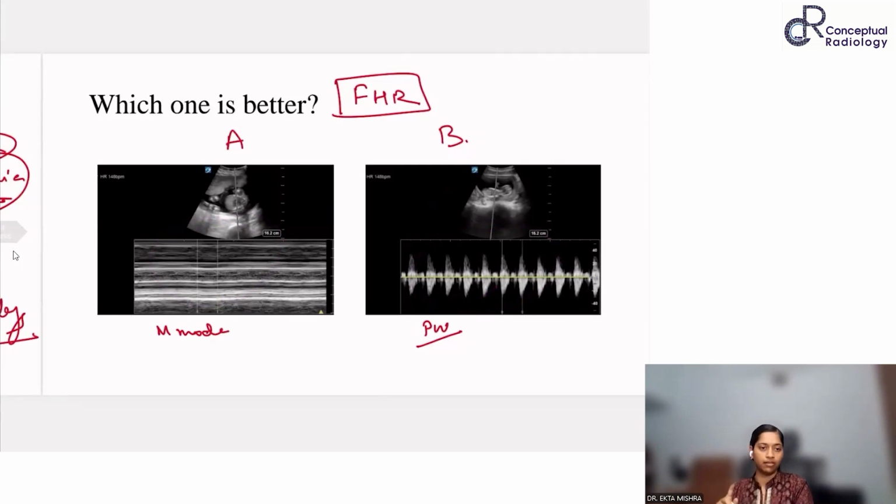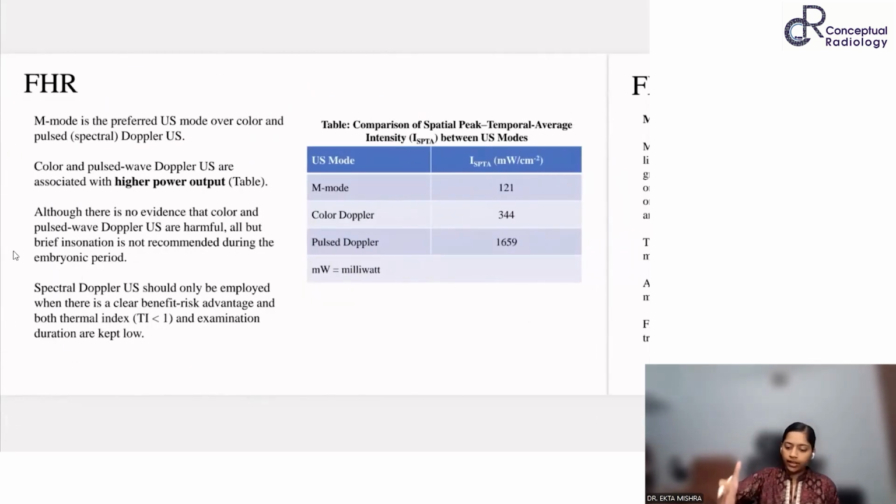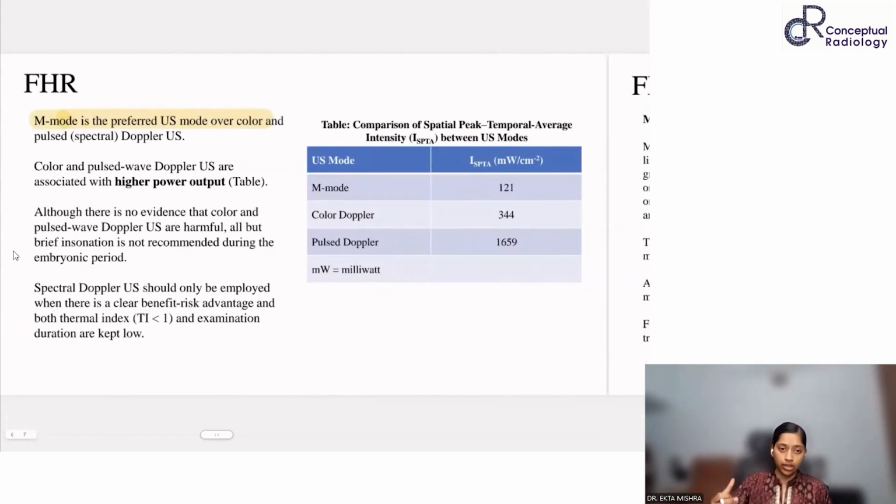Always, when you are scanning below 10 weeks, follow M mode. Which principle are we following? ALARA. For fetal heart rate, M mode is the preferred one because the sound and the intonation in the Doppler have a higher power output. Just compare M mode at 121 with color and pulsed Doppler at 340 to 1600. See how many times higher. It is very important. If required you can use it, but in early pregnancy always go for M mode. Don't go for spectral.